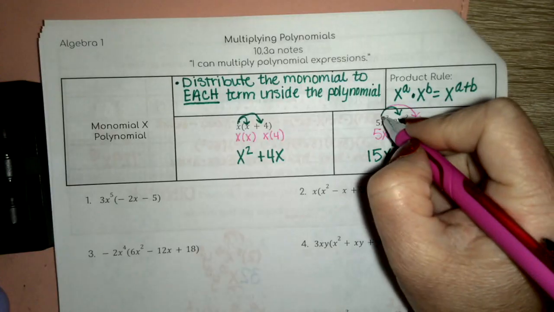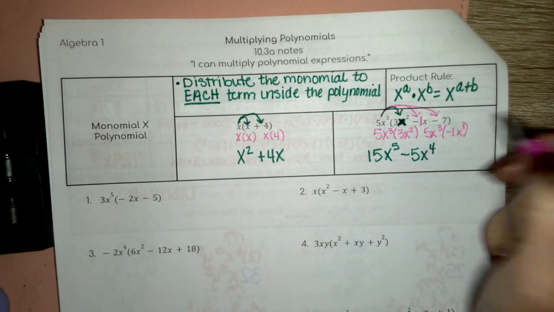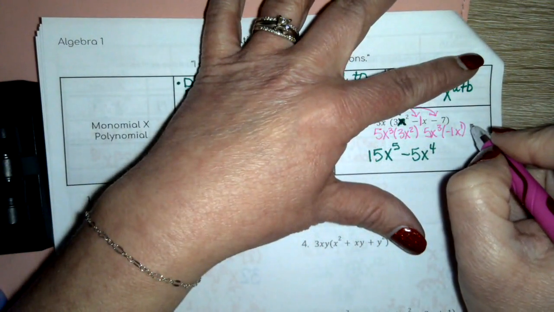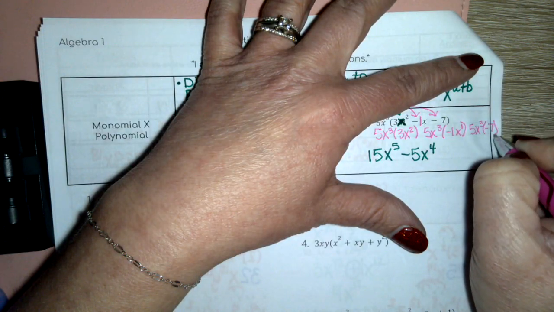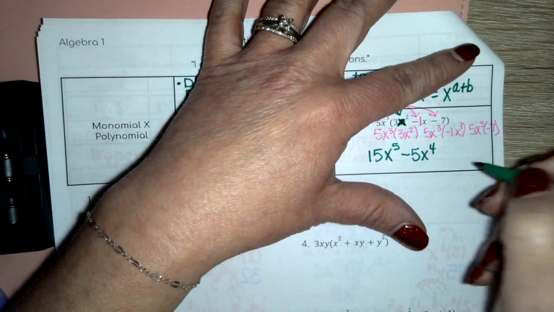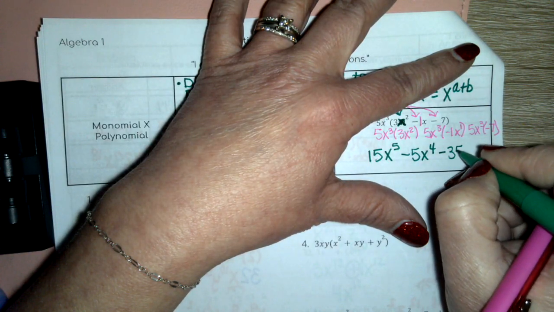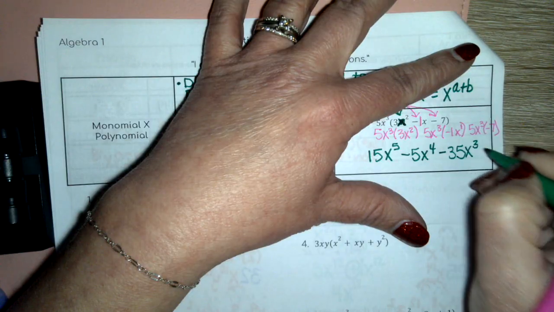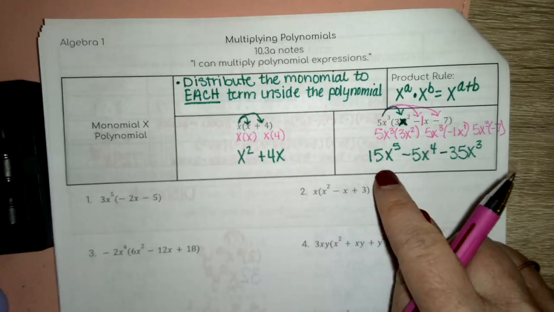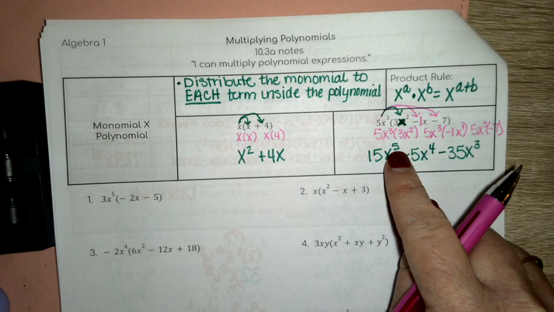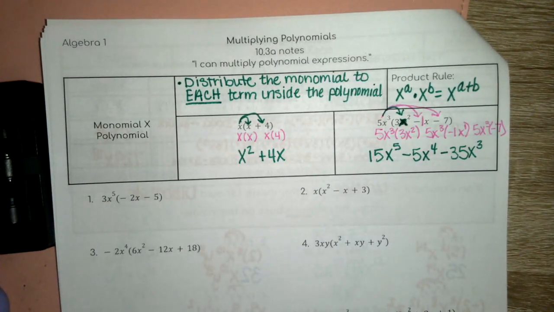And then the last but not least is 5x cubed times this negative 7. Remember, the sign goes with that 7. So 5 times negative 7 is negative 35x cubed. Notice that it is in standard form. If it was not in standard form, then we would need to rewrite it, but it goes down in order according to the exponents 5, 4, 3. So we're good to go on that.